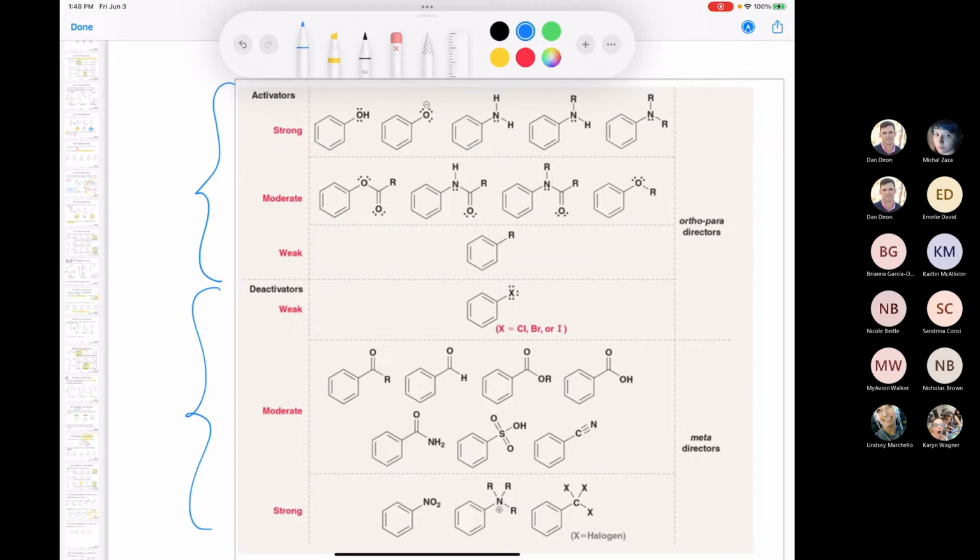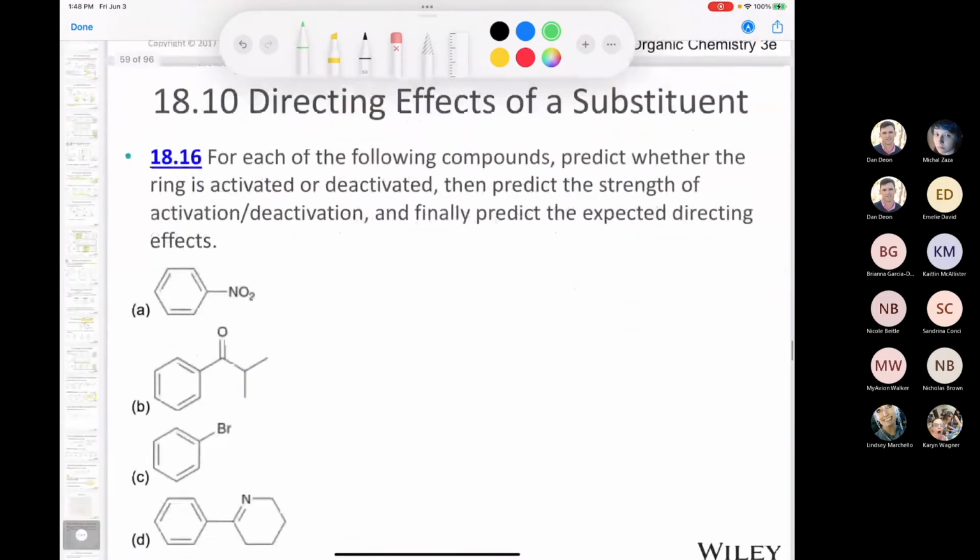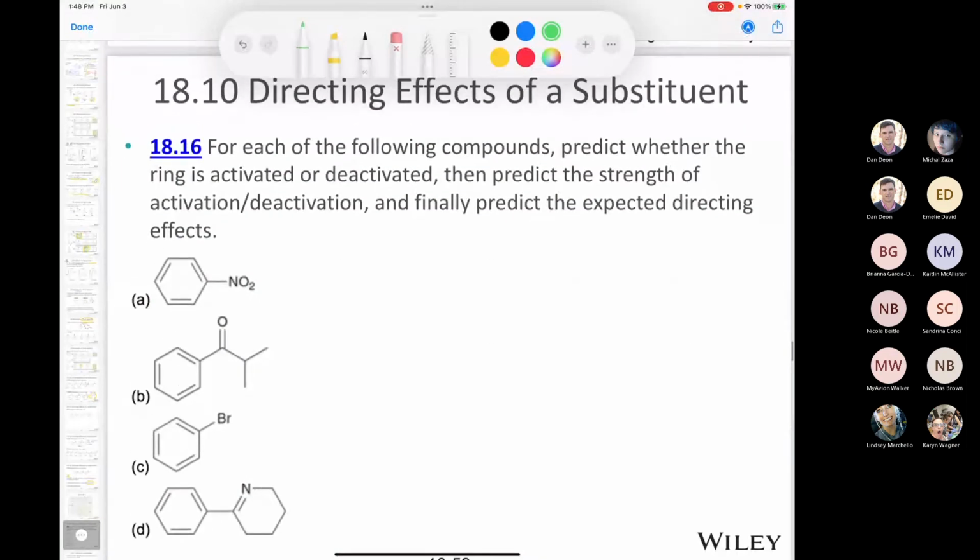And then it's also divided up into ortho-para directors, and we see that the halogens end up in there, even though they're deactivators, and everything else that's a moderate or strong deactivator is going to direct to the meta position over the other positions. And that's it, my friends. Well, I mean, that's not it, but there you go. I was going to stop to ask you if you had any questions, but the best way to address whether I understand or not what the heck is going on is to try some practice.